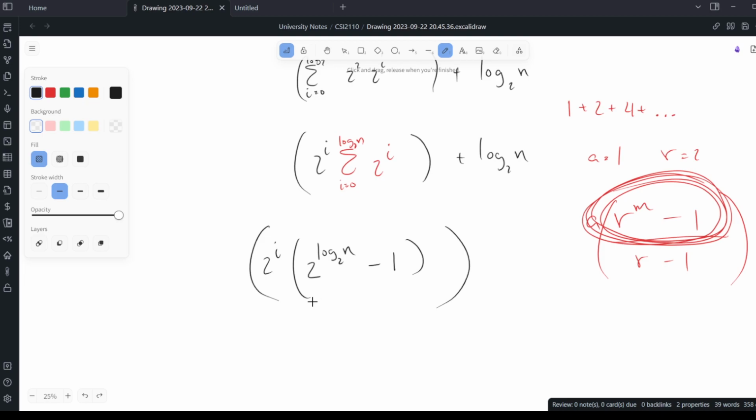So here, what do you do with that? I mean, if you know your log laws, that should be obvious. If it's not clear, what would you do if you had e to the log of x? Like this simplifies to x, right?